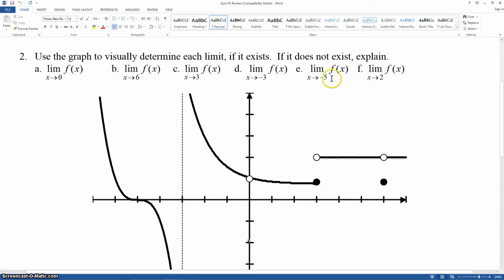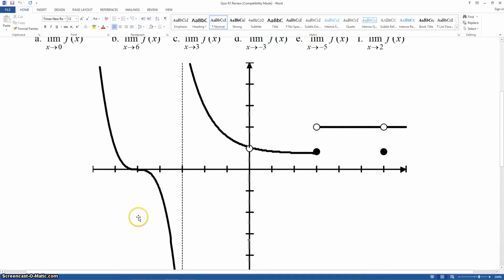exist. Let's look at E, the limit of f of x as x approaches negative 5. So we have negative 5 right here. Create your wall, and let's approach both from the left and from the right. So if we approach from the left-hand side, that's this piece right here, we follow it until we hit our wall, and that y value is 0.